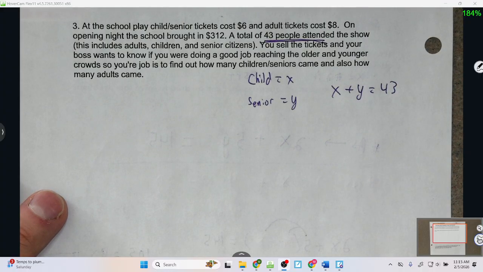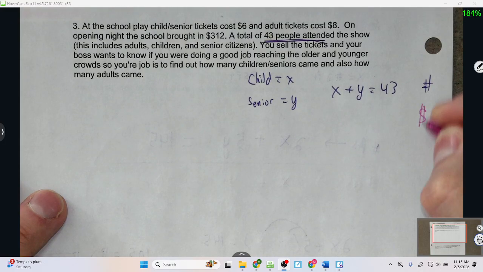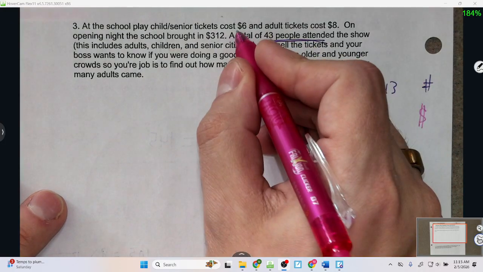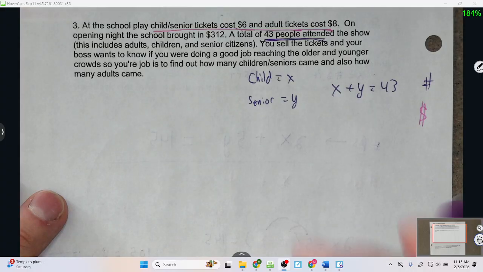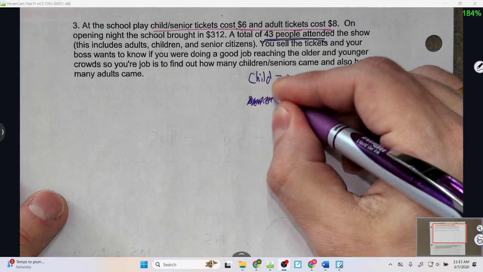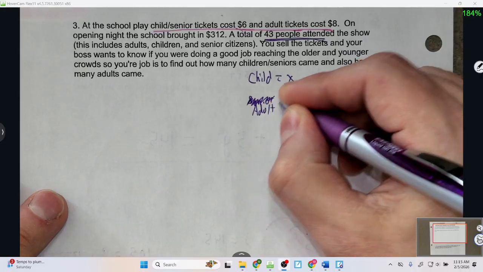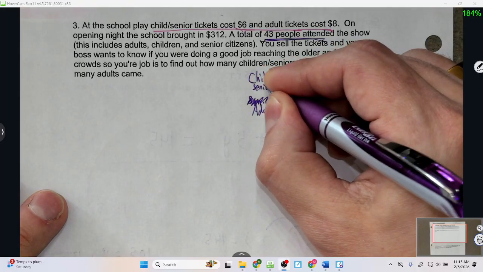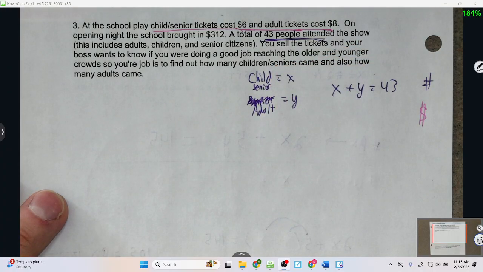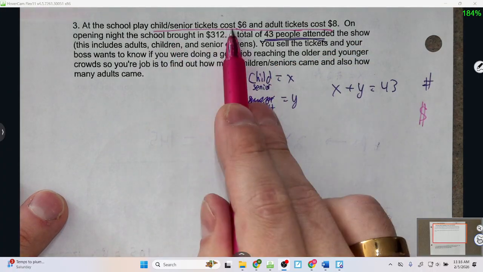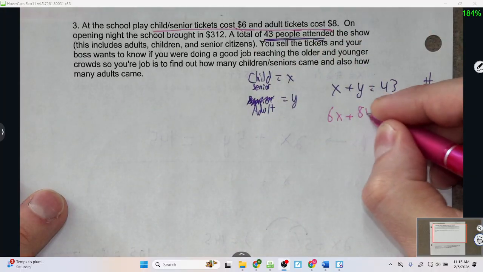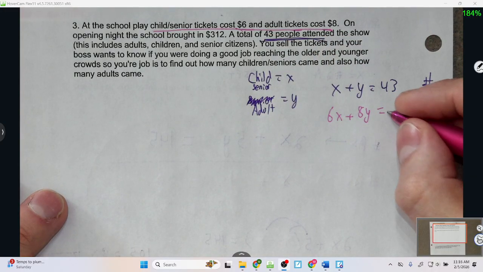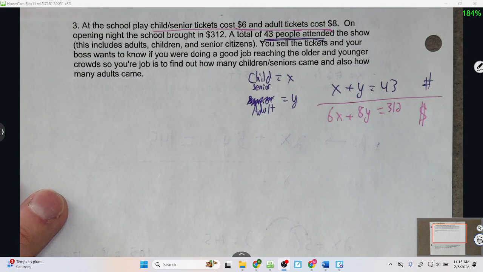And then I see the money equation. This is the numbers equation. This equation is all about the number of people, just counting. This equation is all about money, okay? You guys like money, right? Oh, it wasn't just child senior. Sorry about that. It was child and adult. I made a mistake. Whoopsie. Child senior cost the same. Okay? So that means that child seniors are 6. So 6x plus adults are 8, 8y, and that's a total of 312 in the money equation.